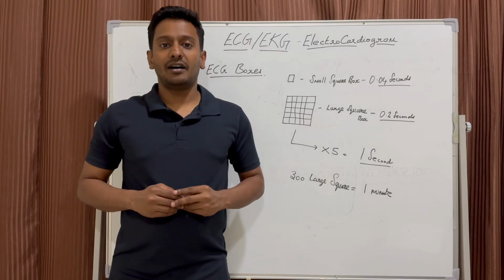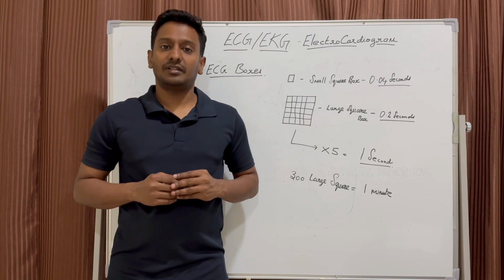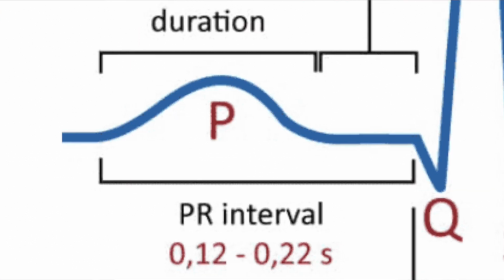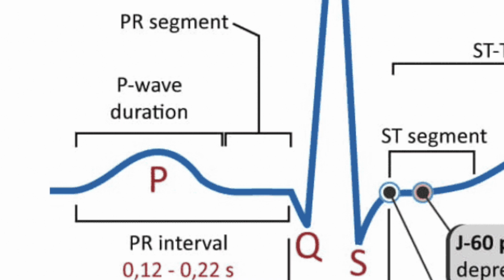So let's get an idea of what these intervals and segments are. Starting with the PR interval. The PR interval begins at the start of the P wave and ends at the beginning of the Q wave. It represents the time for electrical activity to move between the atria and the ventricles. The normal time for the PR interval is 0.1 to 0.20 seconds. This normal timing should be memorized as we have to identify arrhythmias.